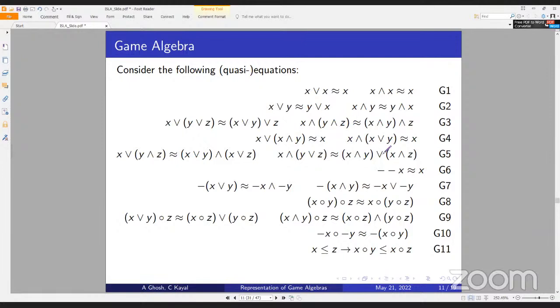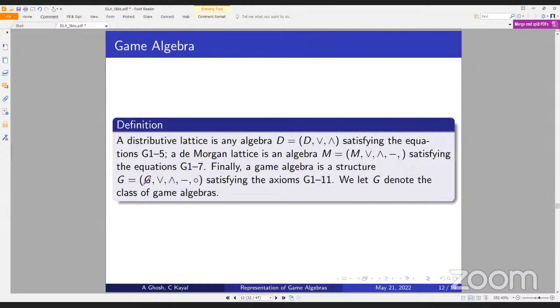Game algebra is like you have a few games, and you have these laws. You can see that, up till this, these laws are actually a De Morgan lattice. And then you extend it with concatenation, and you get our game algebra. So this is the De Morgan lattice, and then you extend it with this operator of composition, and we get game algebra.